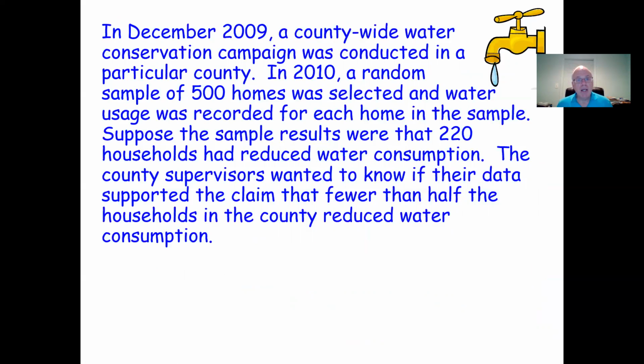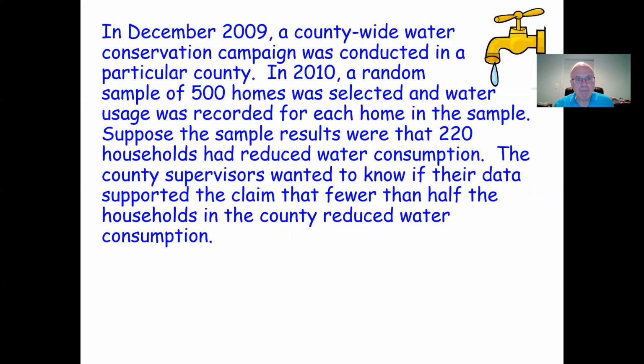In 2009, a countywide water conservation campaign was conducted in a particular county. In 2010, a random sample of 500 homes was selected, and water usage was recorded for each home. Suppose the sample results were that 220 households out of the 500 had reduced water consumption. The county supervisors want to know if their data supports the claim that fewer than half the households in the county reduced water consumption. So fewer, that tells me less than. All right, so this is going to be a left tail test.